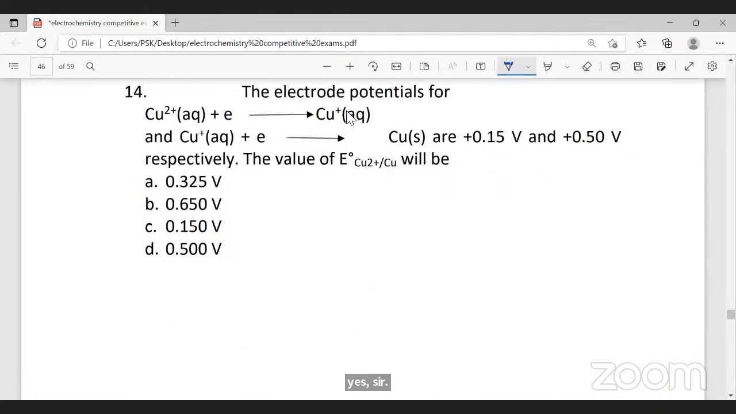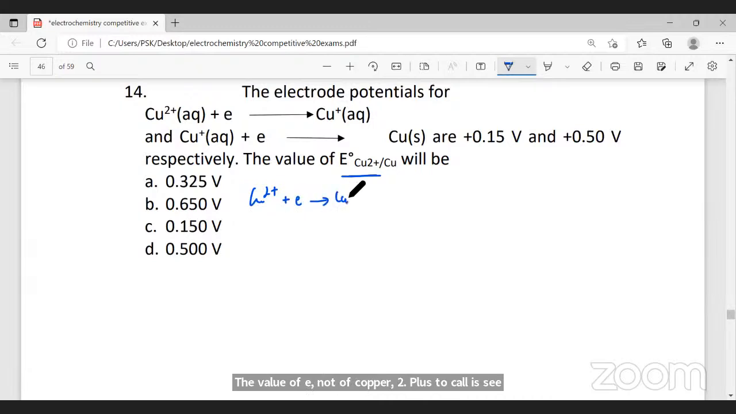The electrode potentials of copper, Cu2+ (aq) plus an electron giving you Cu+, its reduction, and Cu+ plus an electron giving Cu, also a reduction, are 0.15 volt and 0.50 volt respectively. The value of E naught of Cu2+ to Cu is... Cu2+ plus an electron giving Cu+ is a reduction from +2 to +1. They have given you the E naught value, we'll write it as E naught 1 as plus 0.15 volt.